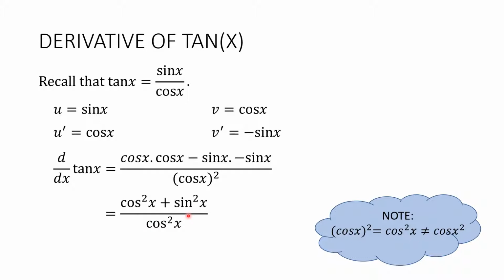x, and sine squared. What's this numerator equal to? Sine squared x plus cos squared x equals 1. So there's our answer.